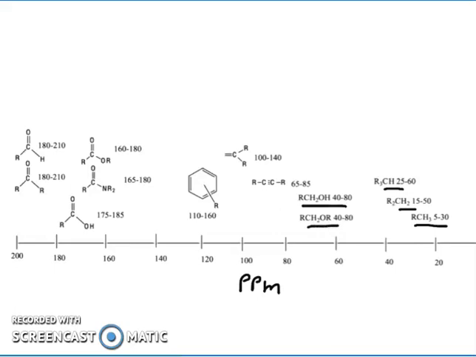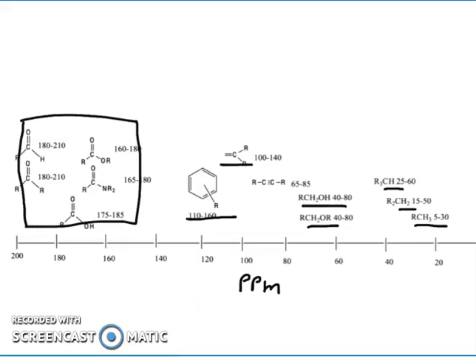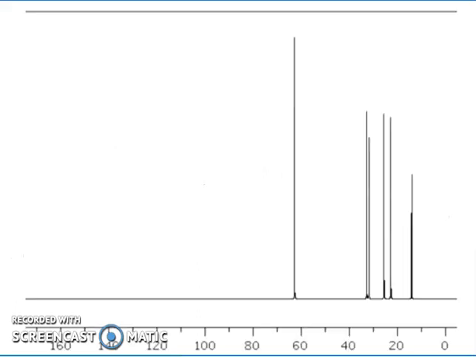Further still downfield are our alkenes and our aromatic rings. And finally, we have our carbonyl groups, which are on the high end of our chemical shift range. Depending on what's attached to the carbonyl carbon, it's either a little bit further downfield or a little bit less far downfield. I want to look at a couple of examples of C-13 NMR spectra, and I want to start with this one.